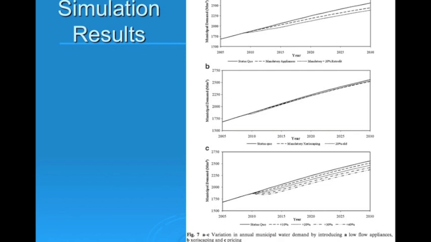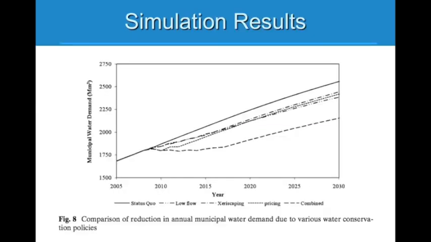And it's no surprise because a lot of the water that's used in South Florida is subsidized. And here you have the combination. You have the status quo, which is the solid line here, and then starting roughly just after 2008 or 9, which is when you start implementing the policies, you have the low flows, the xeriscaping, the pricing, and the combined, and you can actually see significant reductions in municipal water demand.